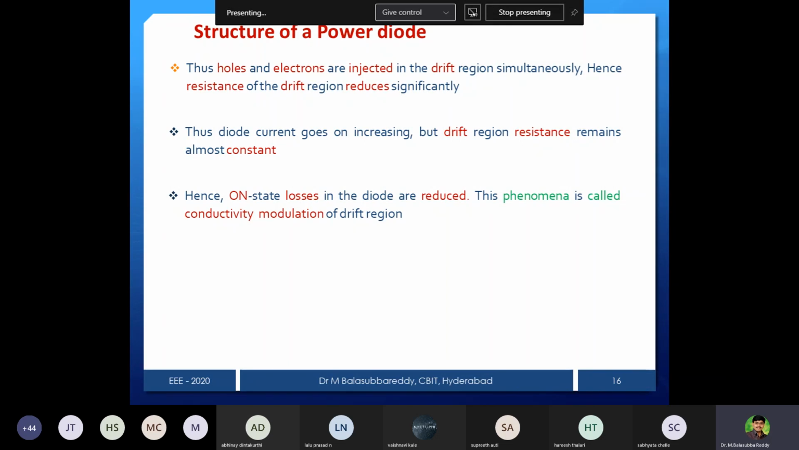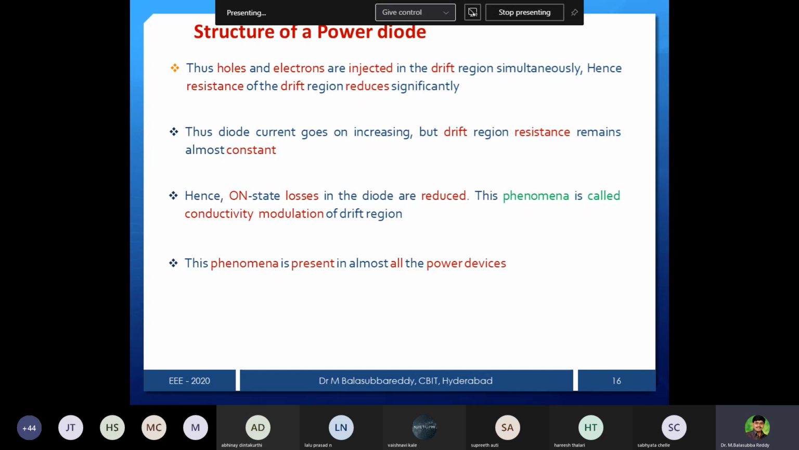Under the on state, the time duration is more. When we are operating, it will take more time to continue to conduct. But if you keep the resistance low continuously throughout the on operation, you get less voltage drop. So that's why we have to reduce the on-state power losses, and with this mechanism they will be reduced. This phenomenon is called conductivity modulation of the drift region.